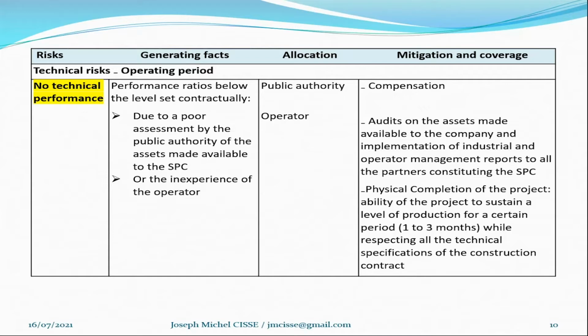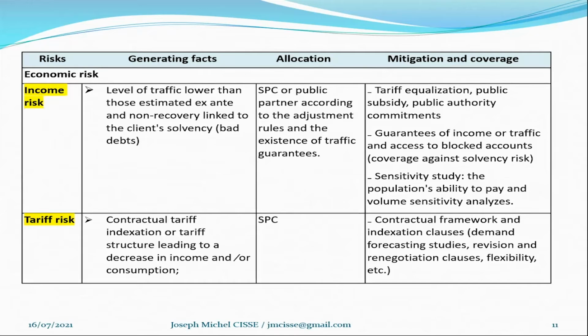Ability of the project to sustain a level of production for a certain period, one to three months, while respecting all the technical specifications of the construction contract. Income risk: we have a level of traffic lower than those estimated ex ante, and non-recovery linked to the client's solvency, bad debts. SPC or public partner according to the adjustment rules and the existence of traffic guarantees. This is under the allocation.